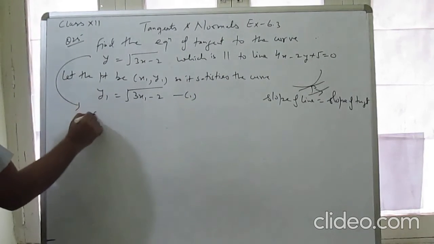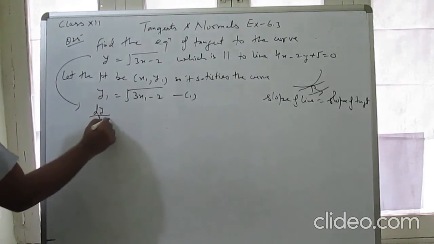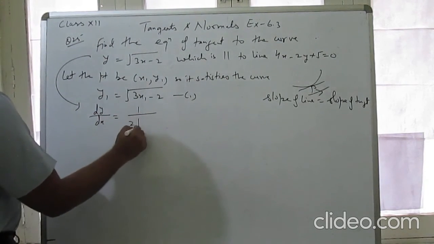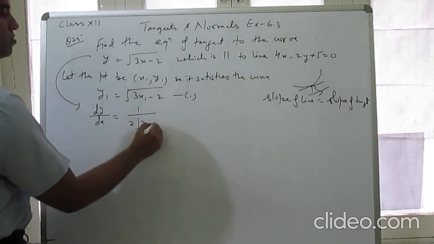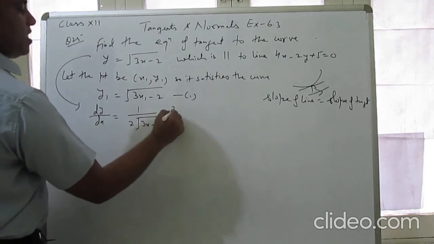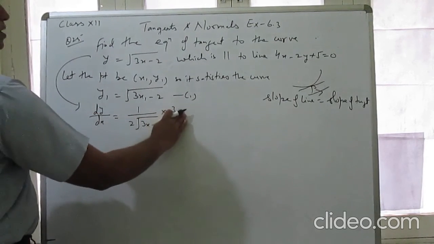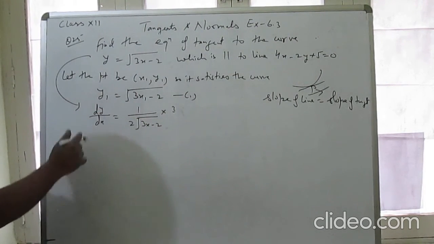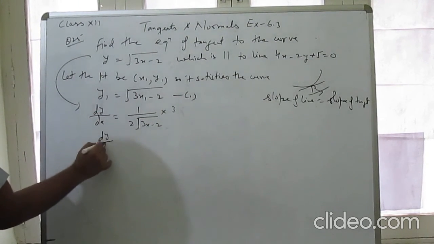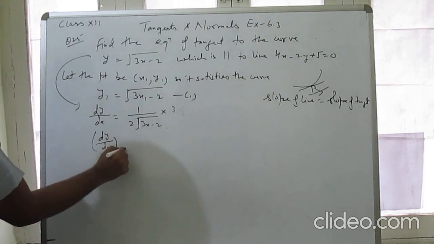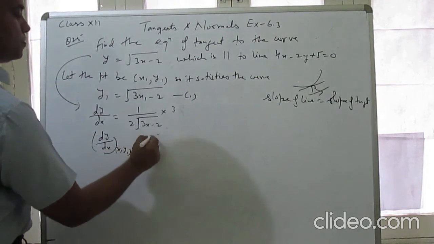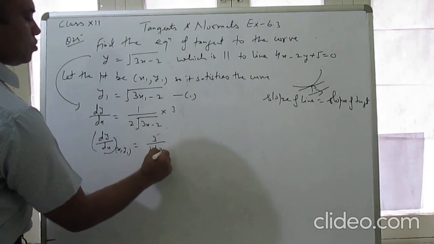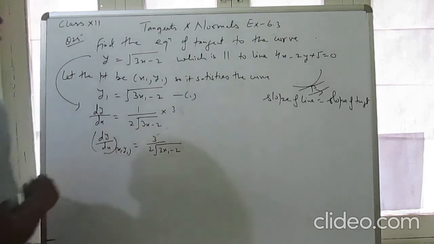Now slope of tangent dy by dx is equal to 1 upon 2 under root x, with x replaced by 3x minus 2, and the derivative of 3x minus 2 is 3 minus 0. So dy by dx at point x1, y1 is equal to 3 by 2 under root 3x1 minus 2.